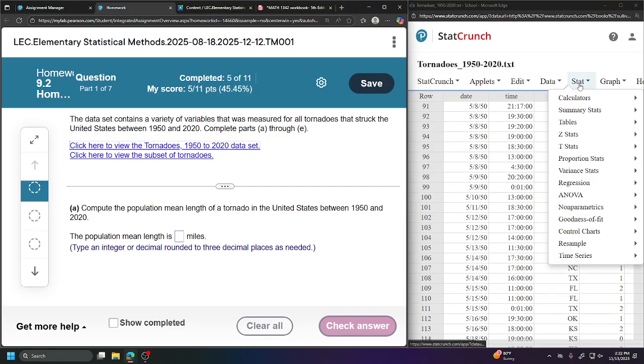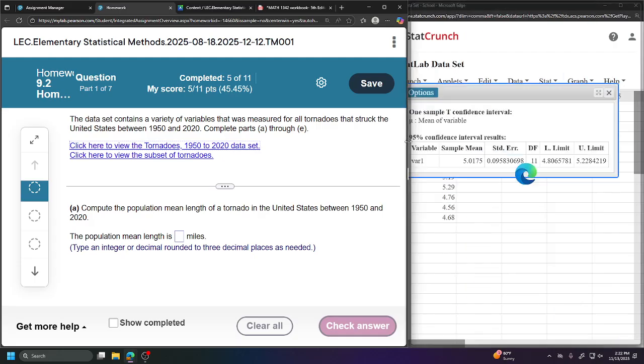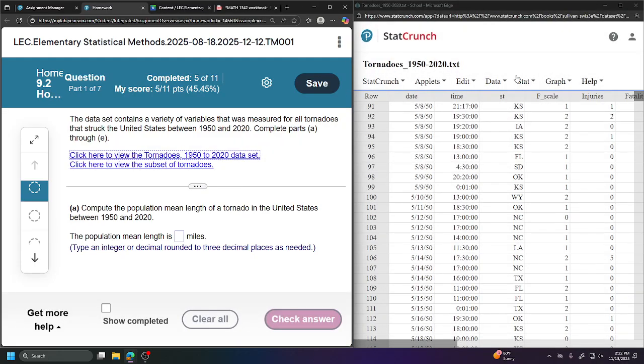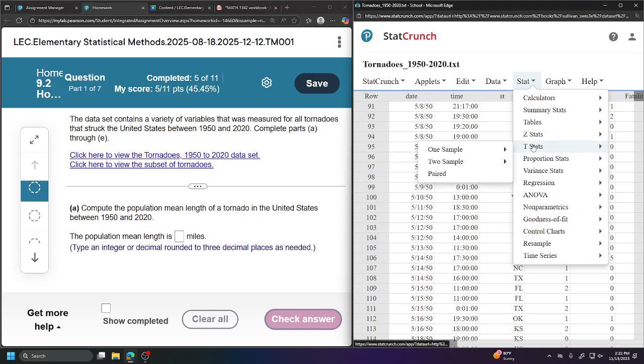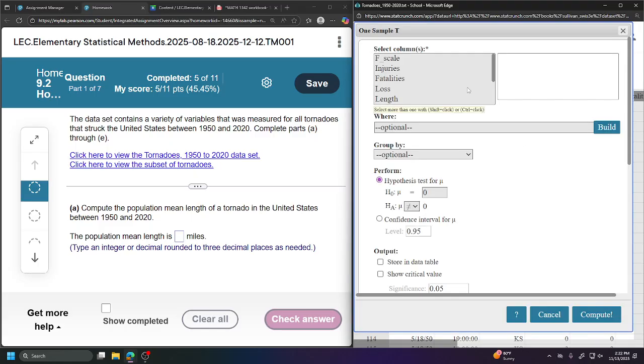So there's a few ways we can do this, but I'm going to do the t-stats, one sample, and then with data, I think, because there's a whole lot of data here. Are y'all okay with the with data part? And I'm going to click on something. Now it says the mean length of a tornado. There's length right there. So I'm going to use that one. Confidence, 95 is fine. We can change it later if we want to.